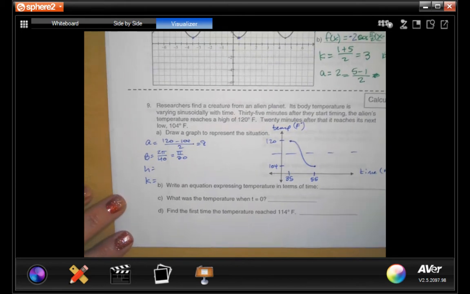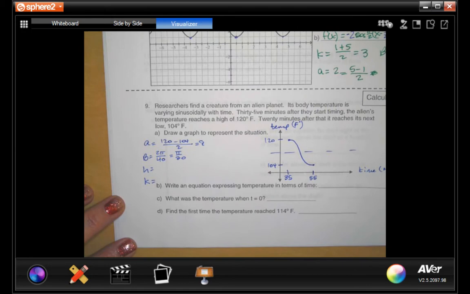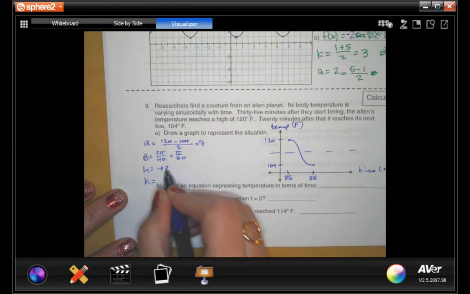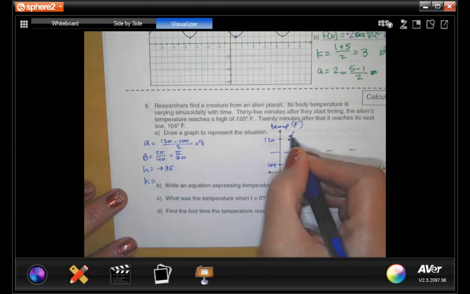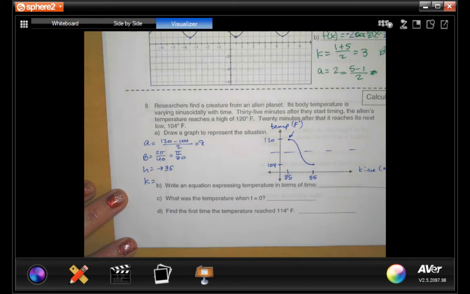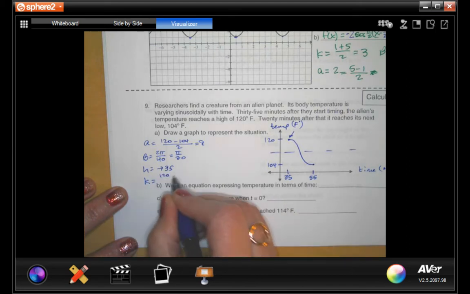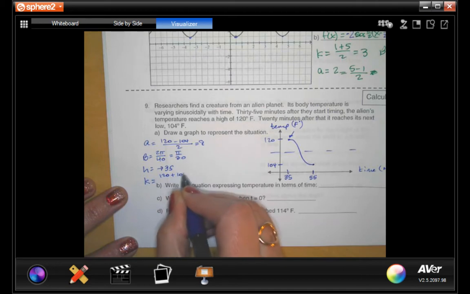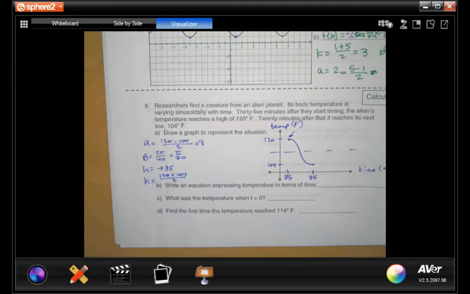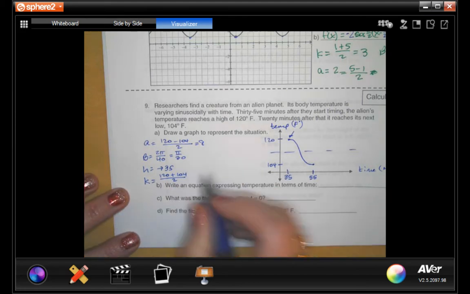Okay, H, how much did we translate? 35 to the right. We're just starting at this point here. And then K, what's K? 112. So we add those two together: 120 plus 104, and then divide by 2. Remember, K is just the average of those two things. So that's 224 divided by 2, which is 112.